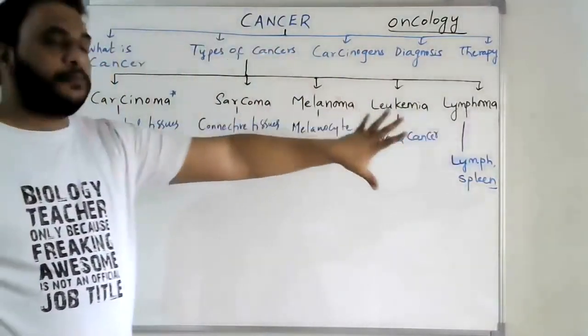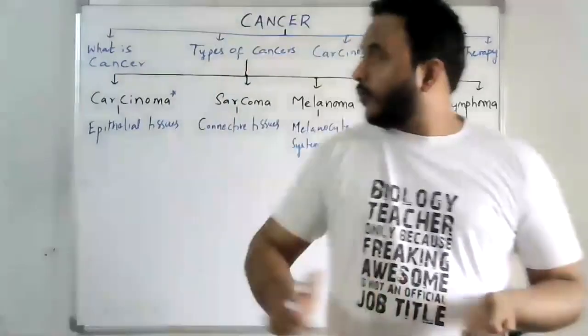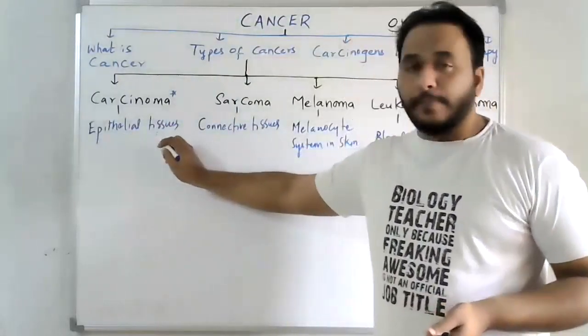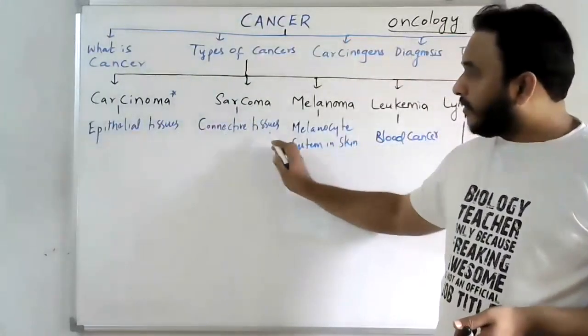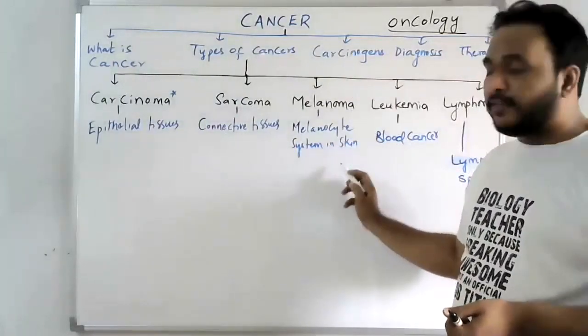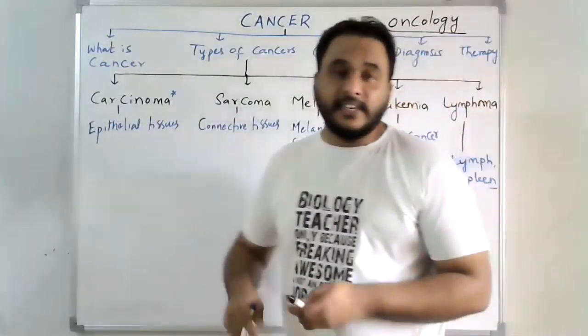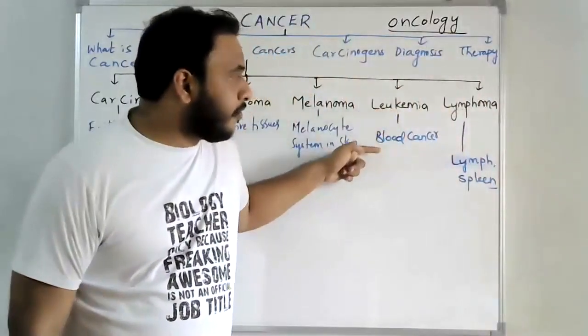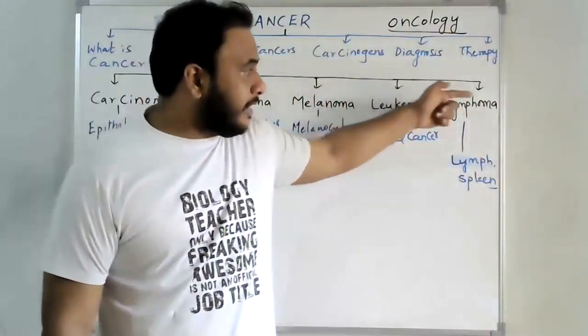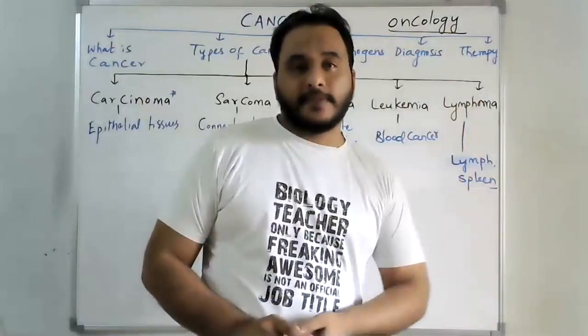So totally 5 types of cancers. The first one, carcinoma, cancer of epithelial tissues. Sarcoma, cancer of connective tissues. Melanoma, cancer of the melanocyte system of the skin. And then leukemia, cancer of blood, that is also called blood cancer. And then lymphoma, cancer of the lymph and spleen.